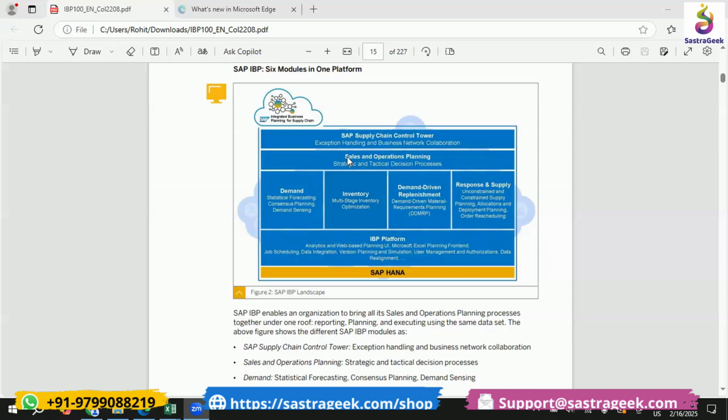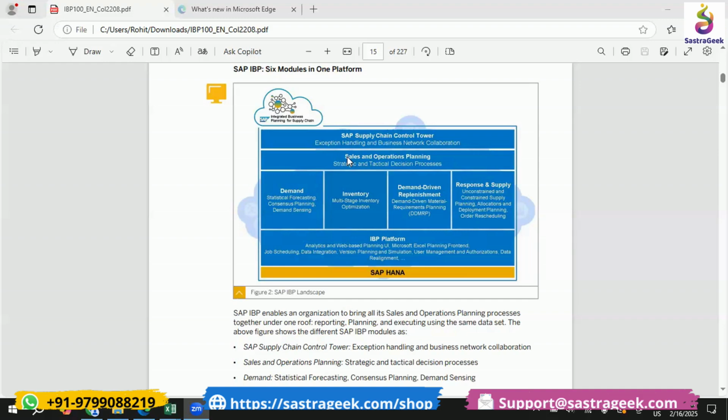Once IBP is implemented, you do not need an IBP consultant to come up with change requests, small enhancements, etc. Your super users should also be able to model these custom alerts and generate the alerts and help your stakeholders to take right decisions. So we'll see what the control tower custom alerts sub-module looks like.